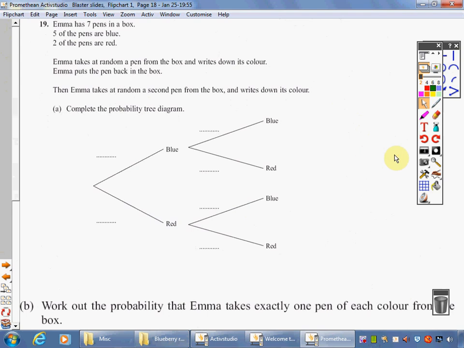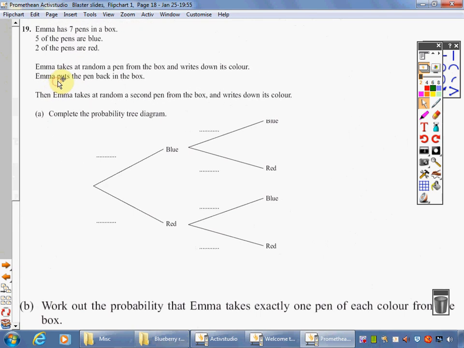That will do. Okay. Emma has 7 pens in a box. 5 of the pens are blue, 2 of the pens are red. So she's got 7 in the box, 5 blue, 2 red. Emma takes a random pen from the box and writes down its colour. Emma puts the pen back. That's really important. So this is a with replacement question. So there's always going to be 7 pens in your box. So when she takes it, she puts it back in.